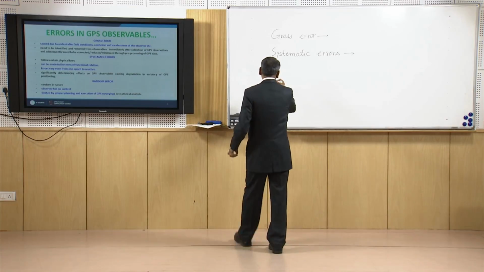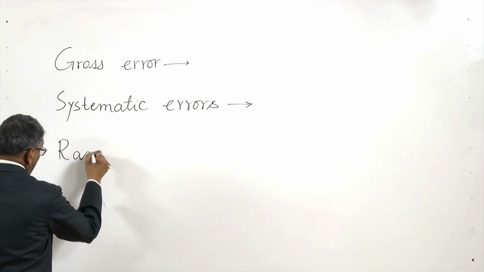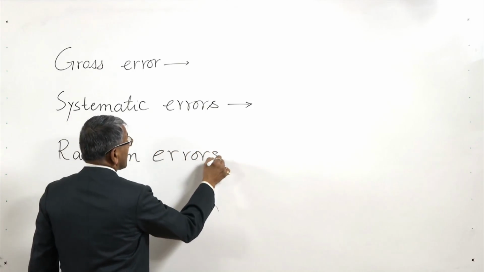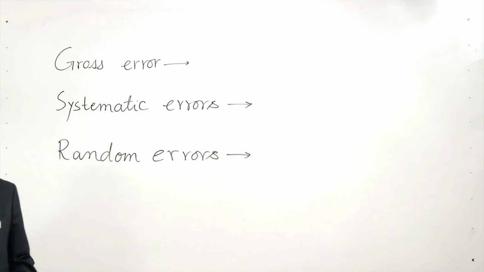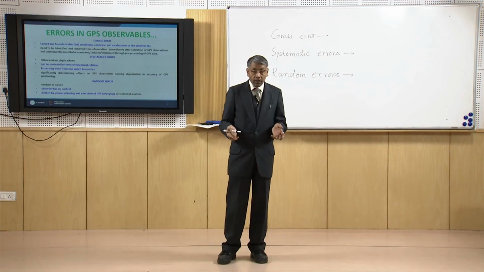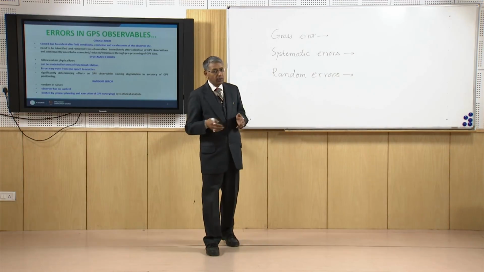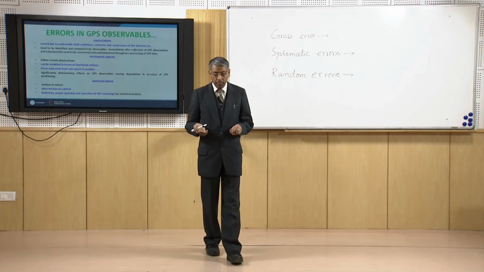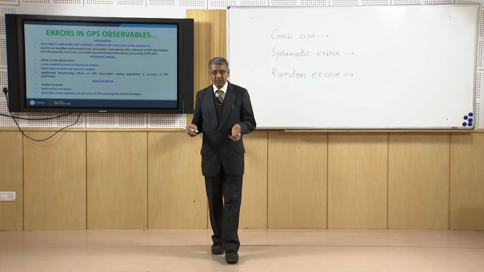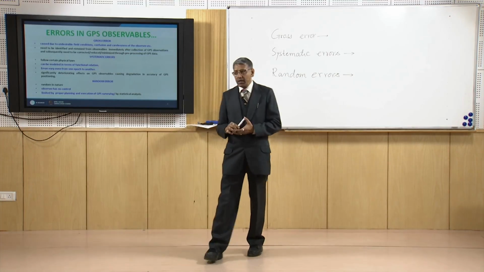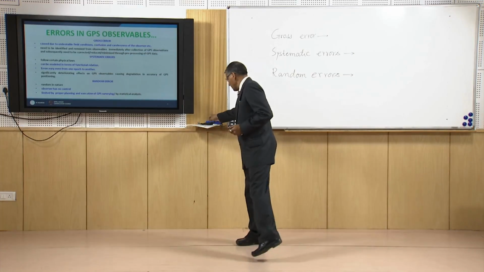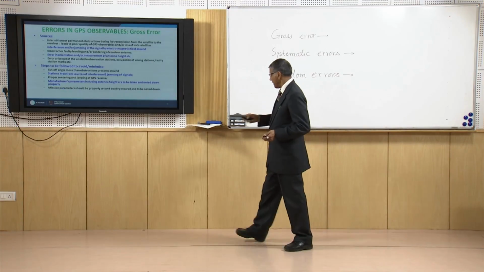And the third one is called random error. From the name itself we can understand that random errors are very random in nature, that means no one can predict how these errors will come and what will be the nature of this error. So random error should be avoided and can be minimized through due precaution as well as through statistical analysis. So now we should go to the gross error.